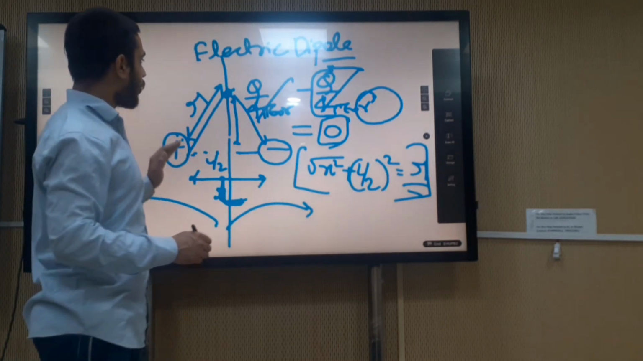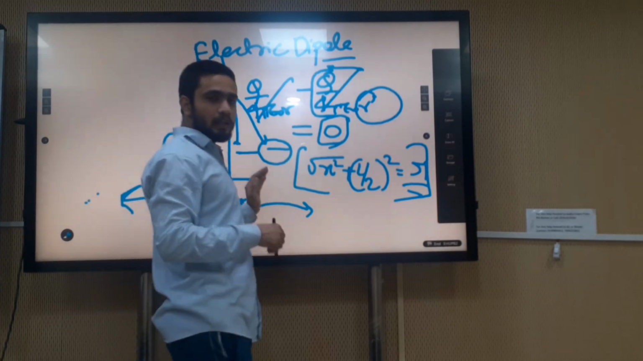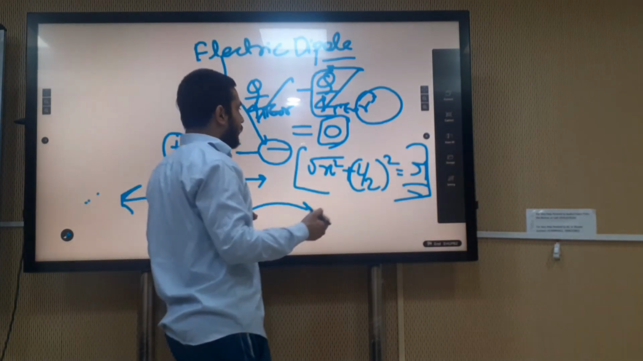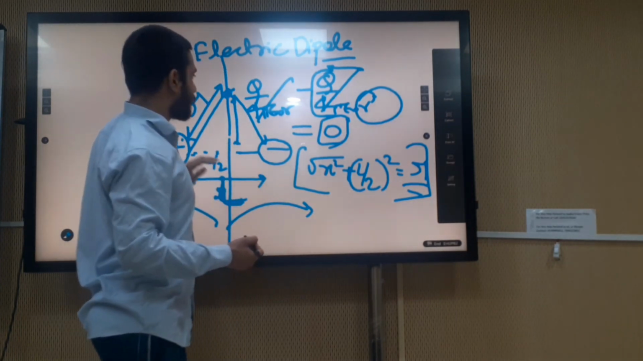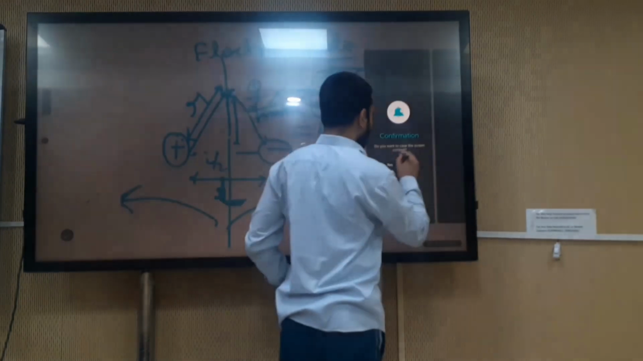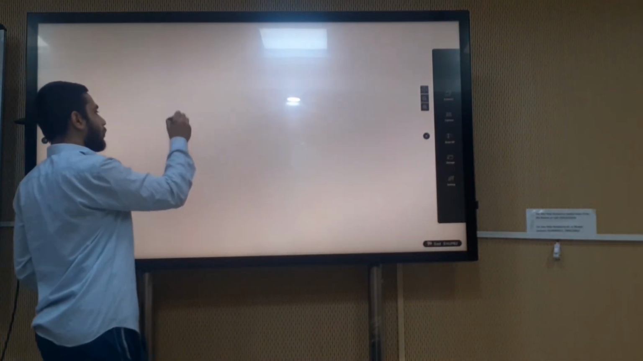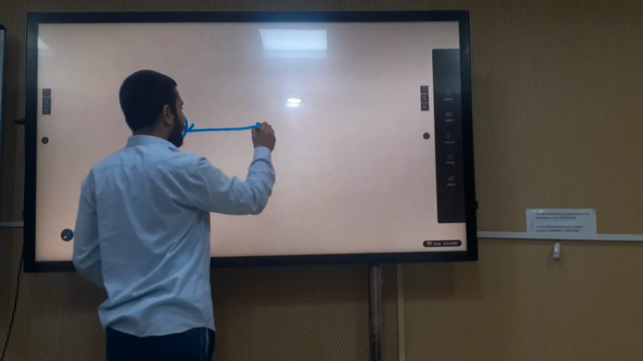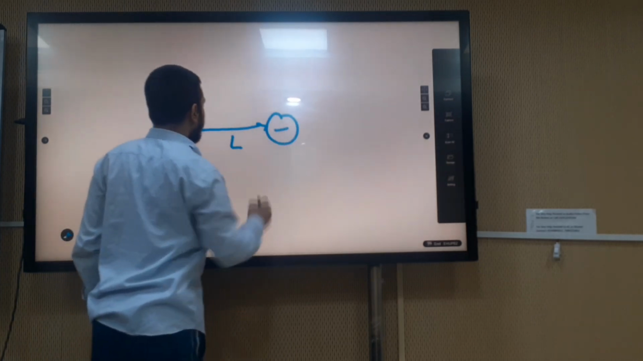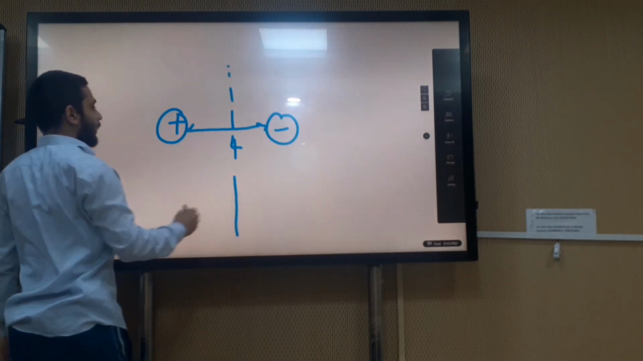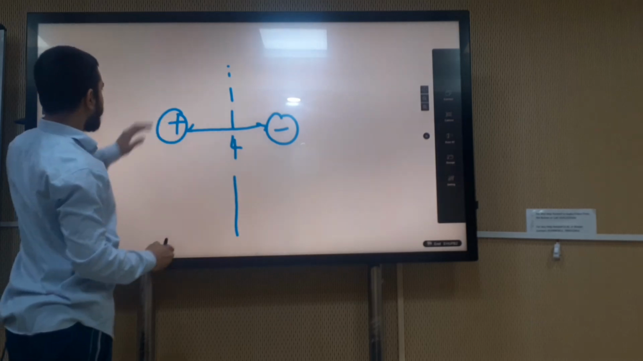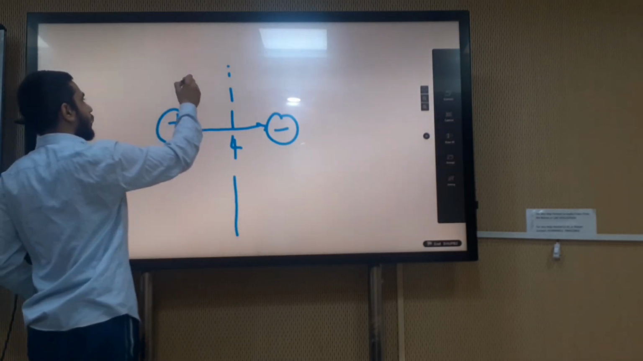Now we will see what will be the electric potential of the electric dipole at different positions. Suppose that there is a position near the electric dipole. Suppose that this is the electric dipole of length L, and it is like this. Suppose that we are at this point.